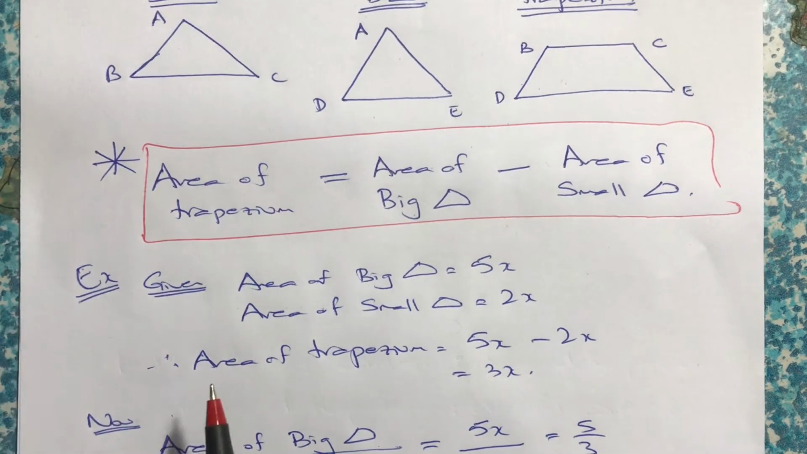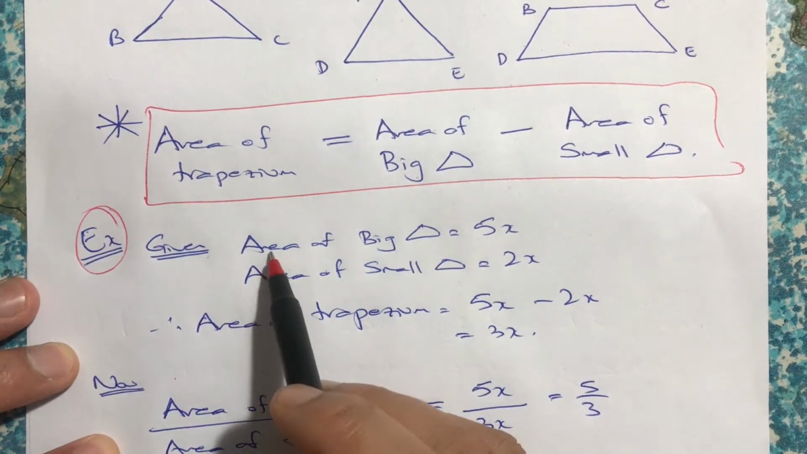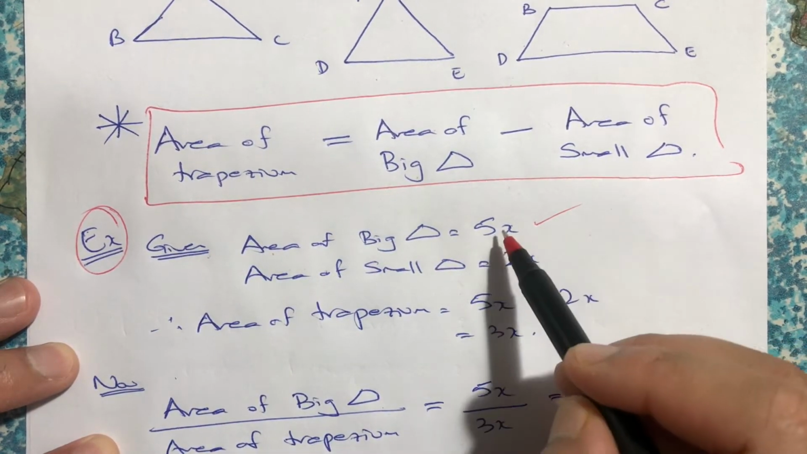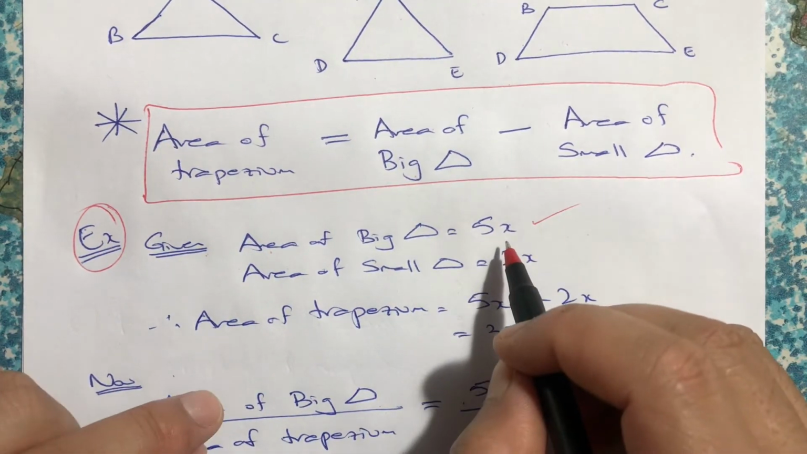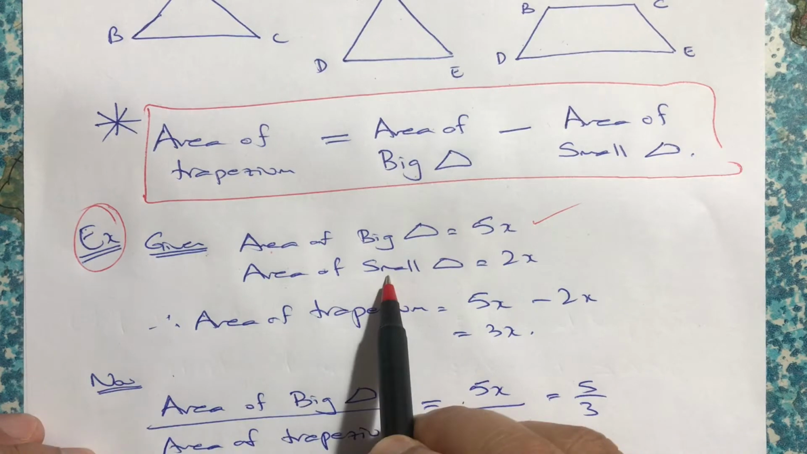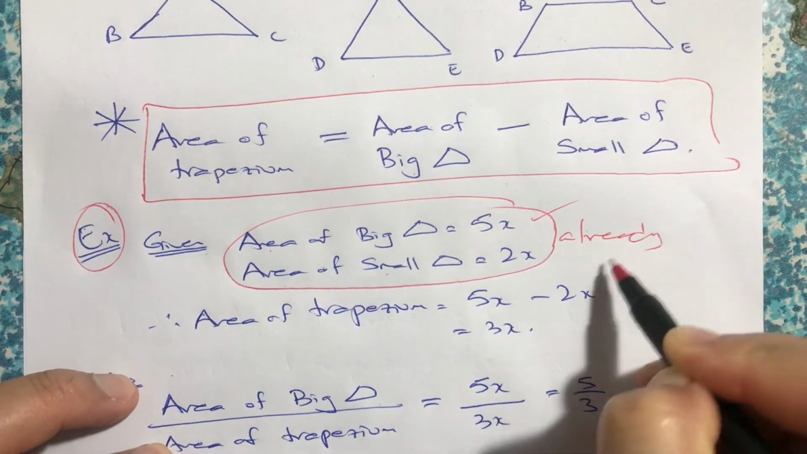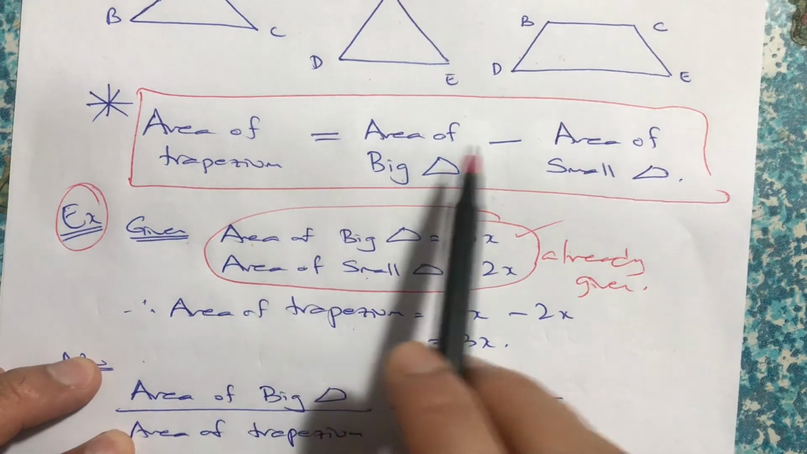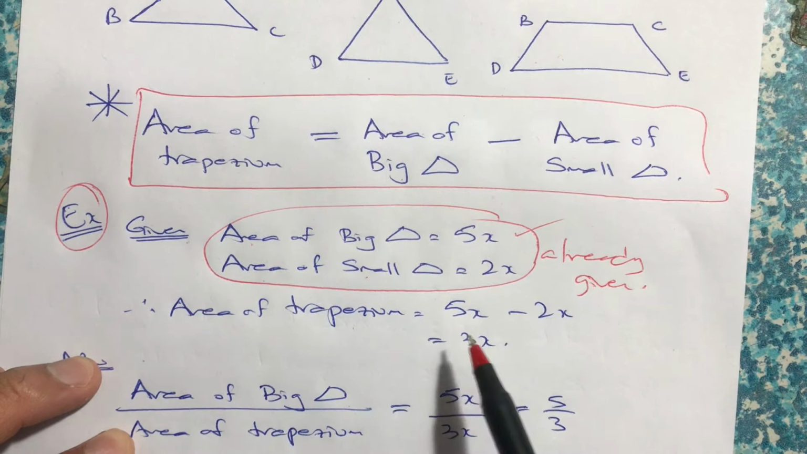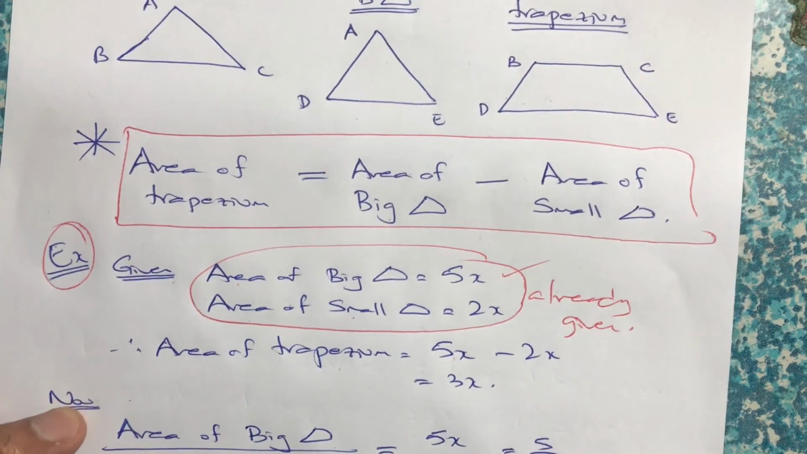So supposing now, let's say there is an example. Supposing they've already given to me in the question that the area of the big triangle is 5x. Where do we get this from? It's just an assumption. Let's say it's already given to you. Similarly, the area of the small triangle is this one, 2x. So these two are already given in the question. Then how do I find the area of trapezium? We apply this formula. Area of the big minus area of small, that will be 5x minus 2x, because the big triangle is 5x and the small triangle is 2x, so that is equal to 3x.